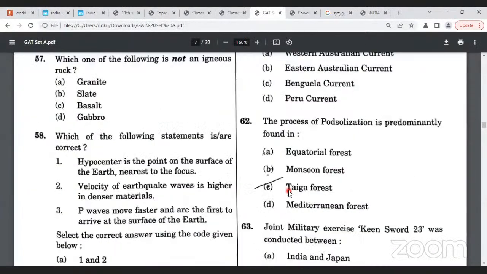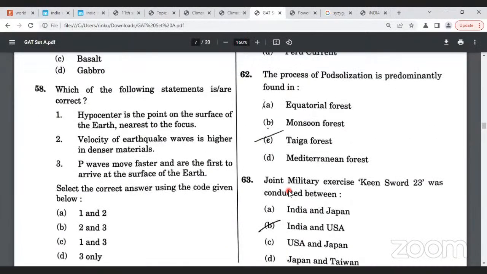Next question. The process of podzolization is predominantly found in taiga forests, boreal forests, and cool and humid climates. Podzolization is a kind of leaching where all the organic material and the mineral compounds leave the upper layers and are transferred to the lower layers, the lower horizons of the soil. So this process happens in taiga forests. This is the general idea.